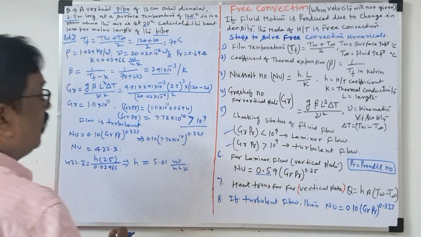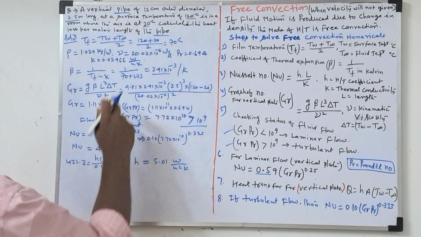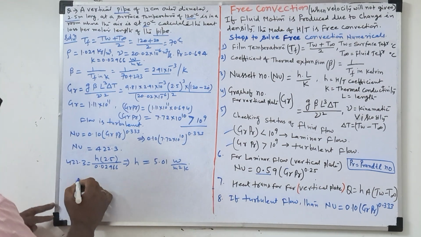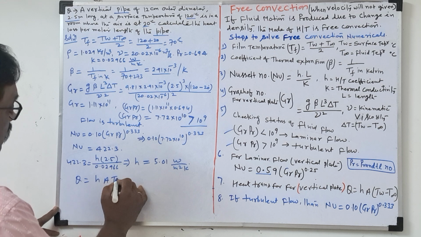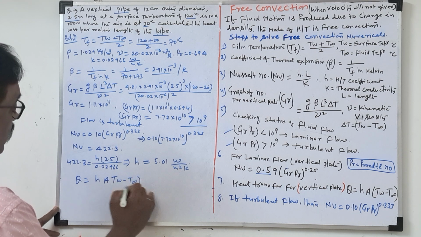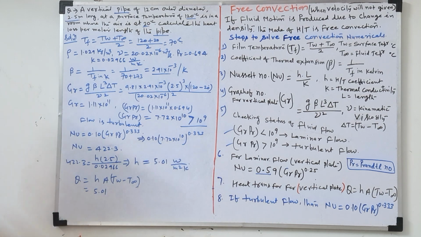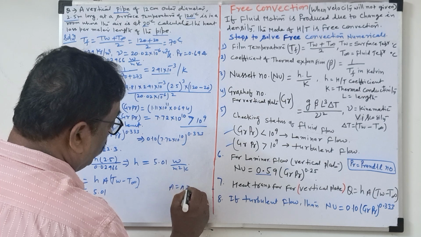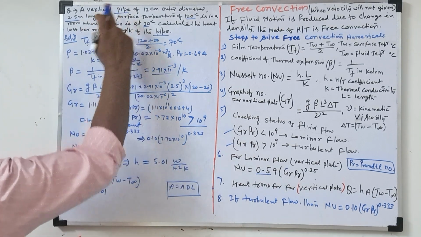Now we have to calculate the heat loss per meter length of the pipe. So we'll write Q is equal to hA (T_w minus T infinity). This is the formula. h is equal to 5.01, then area is equal to pi dL. That is the only difference, because they have given a vertical pipe.